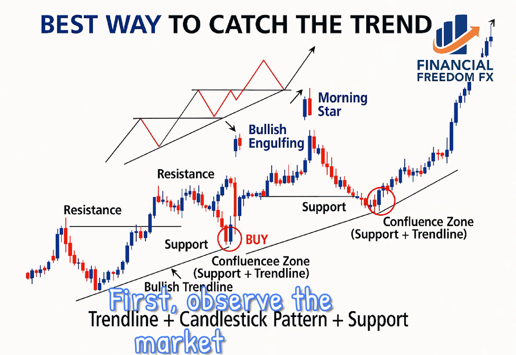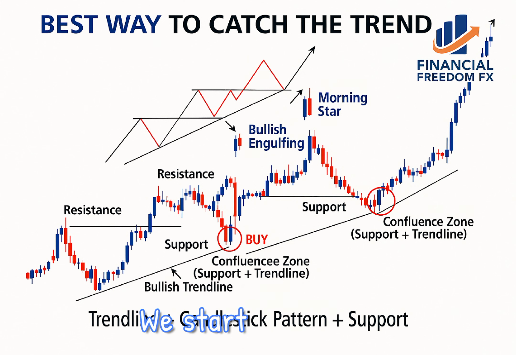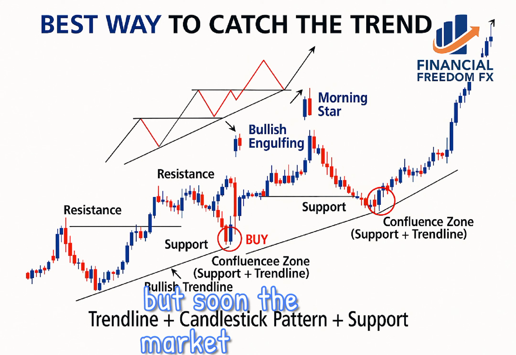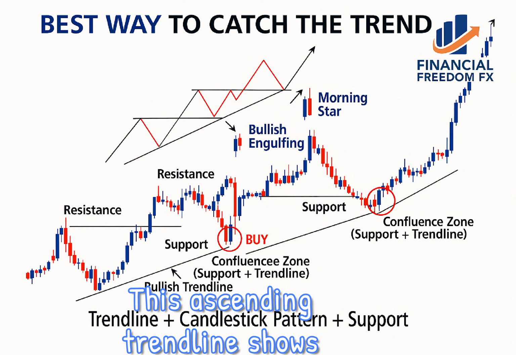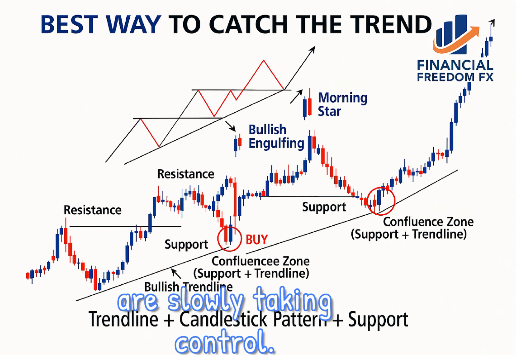First, observe the market at the bottom left. We start in a downtrend, but soon the market finds strong support. This is the first key. The price reacts to the support zone and forms a higher low. Then we draw a bullish trend line, connecting the lows. This ascending trend line shows that bulls are slowly taking control.